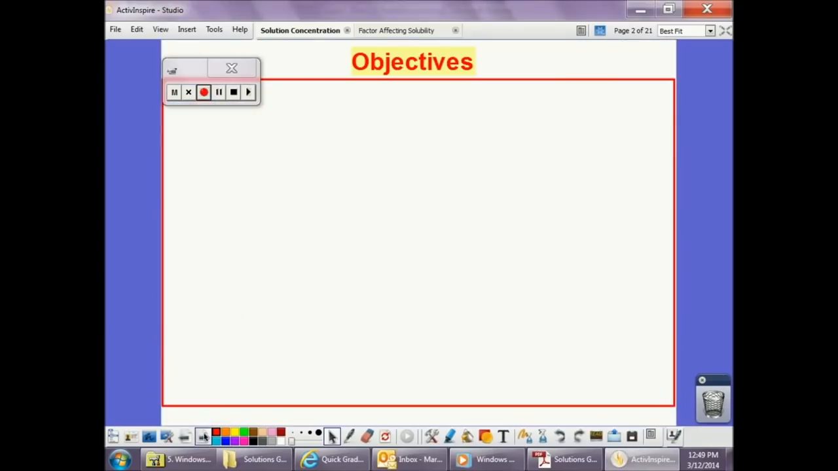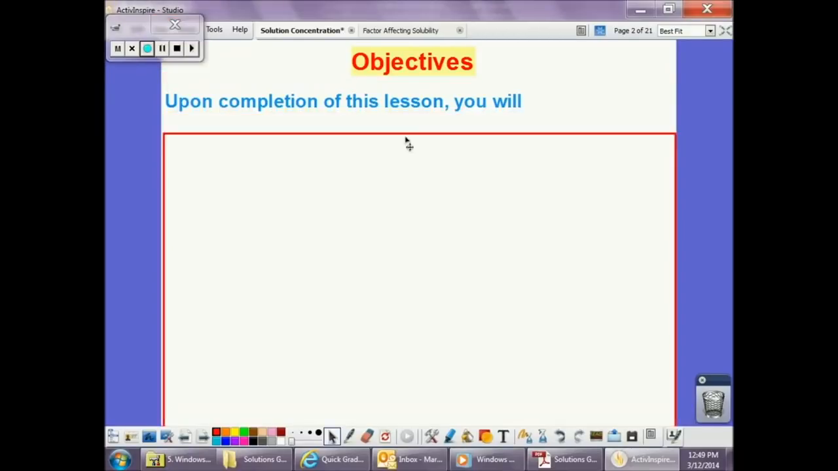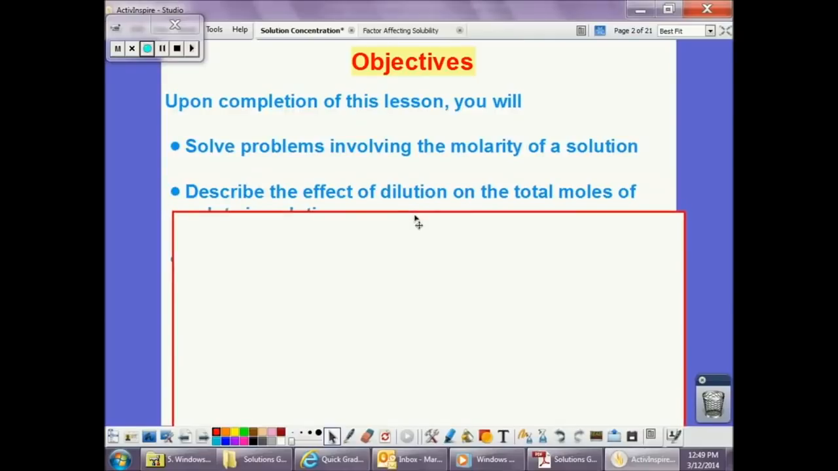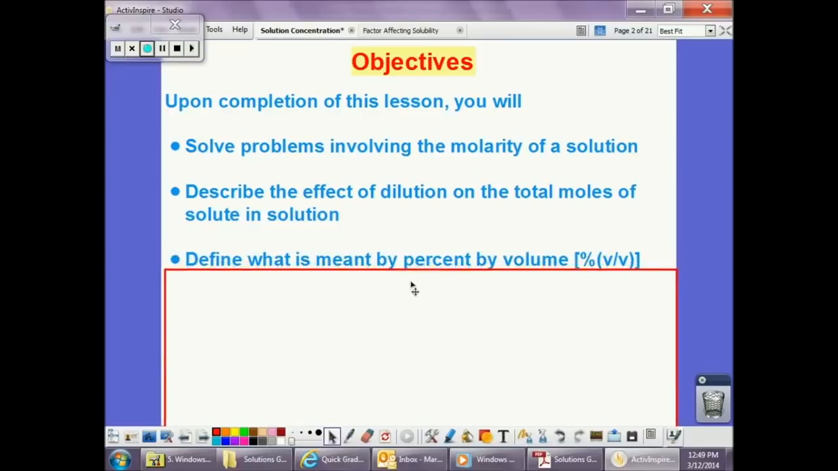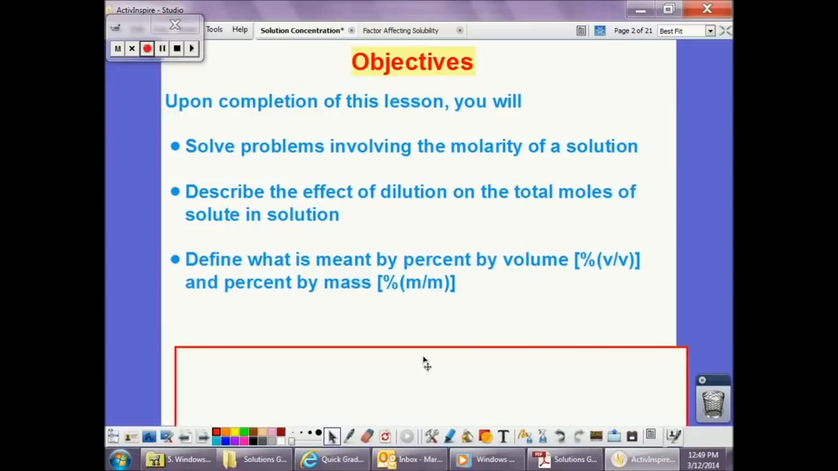Today we are going to discuss another aspect of solution. We will discuss concentration of solution, different ways to express concentration. So the objective for today's lesson, we should be able to solve problems involving the molarity of a solution, describe the effect of dilution on the total moles of solute in solution. We will define what is meant by percent by volume and percent by mass.